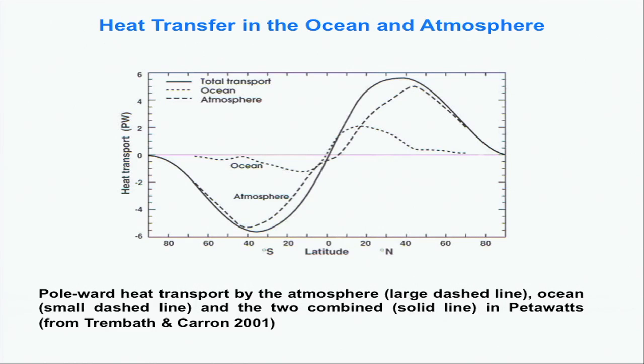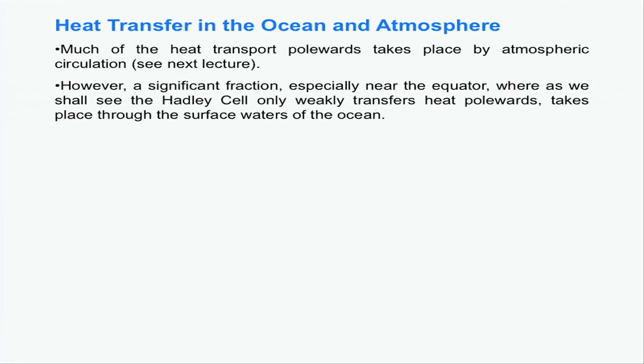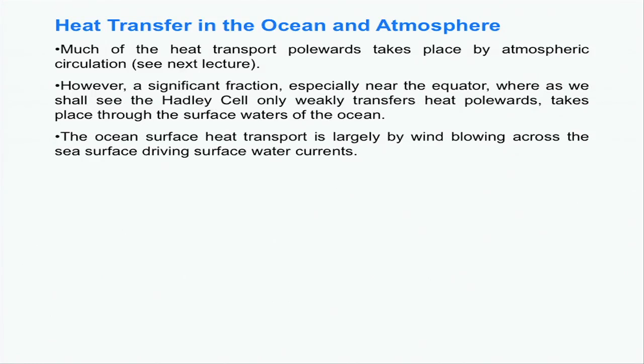Let's go through that. As we said, most of the heat transport is through the atmosphere. A significant fraction near the equator is due to the Hadley cell, but it only weakly transports heat polewards initially. So we have to rely on surface waters to do some of that transport. That transport by the ocean is due to wind blowing across the sea surface, driving surface water currents.